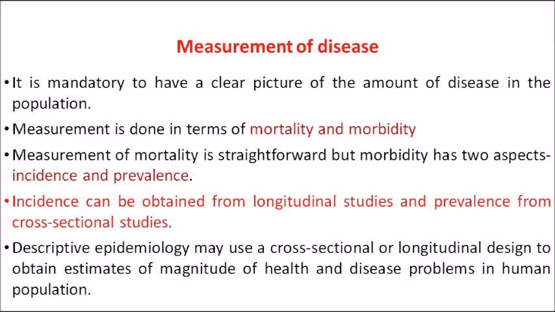Prevalence is like existing current cases along with new cases. That is what prevalence means. So prevalence is given by cross-sectional studies, but the new episodes or new spells of disease we can find out by longitudinal studies, because it is a kind of follow-up study. Since we are following up, we can easily find out the new episodes of a disease. So that is what incidence will give you.